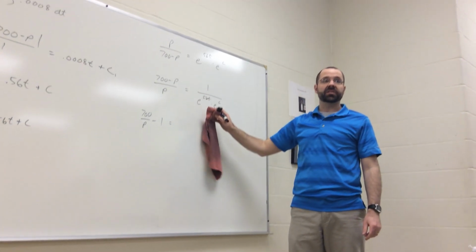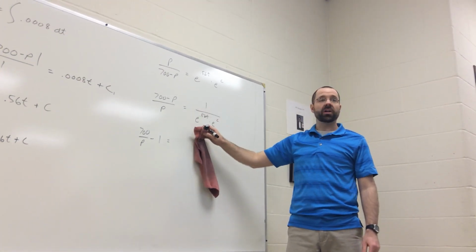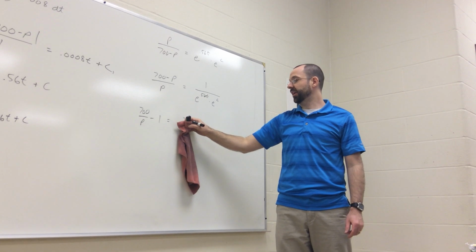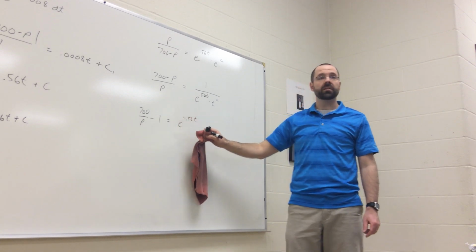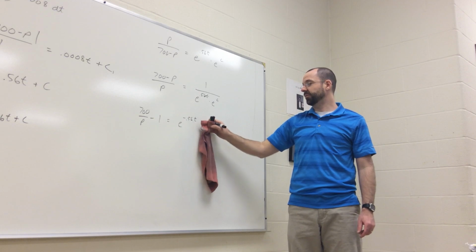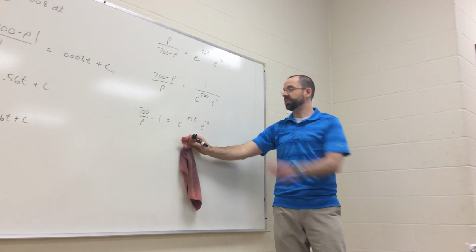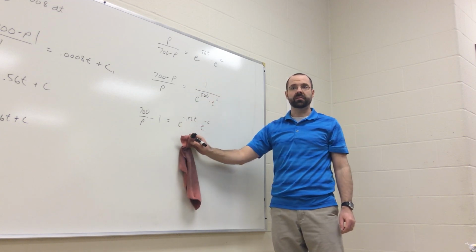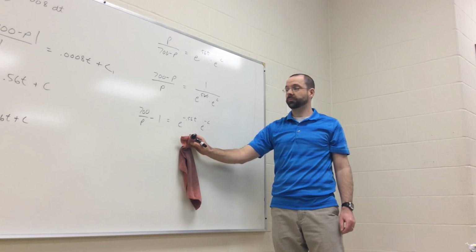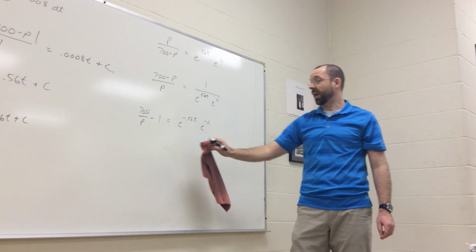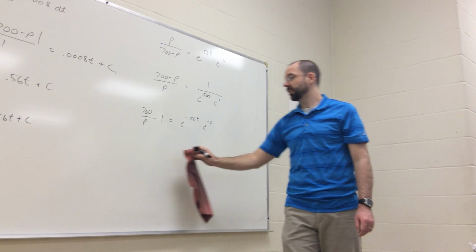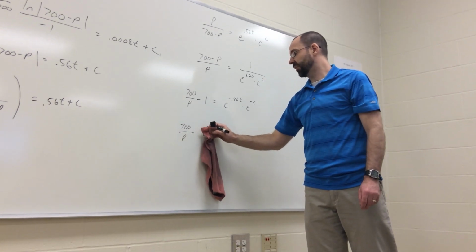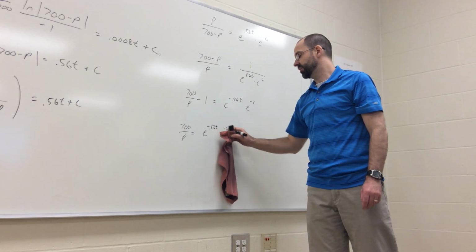And then I'm just going to rewrite this side. Isn't 1 over an exponent? Couldn't that be written as the negative exponent? So this is e to the negative 0.56 t times e to the negative c. I just moved both of these terms upstairs, and then that's why they became negative. Now I'm going to add the 1. So 700 over P equals e to the negative 0.56 t times e to the negative c plus 1.